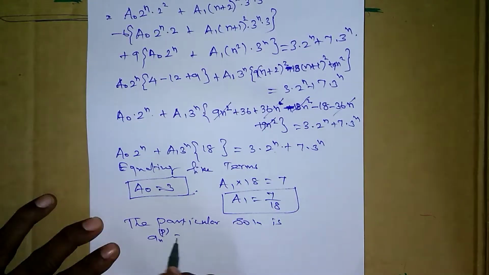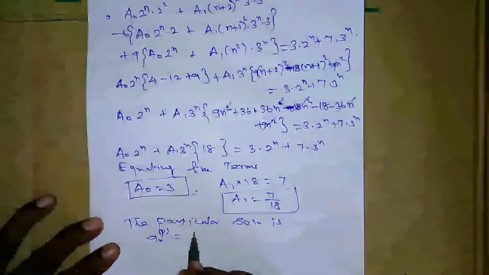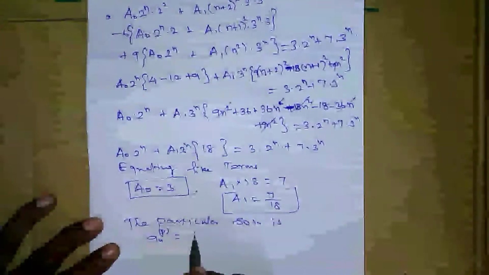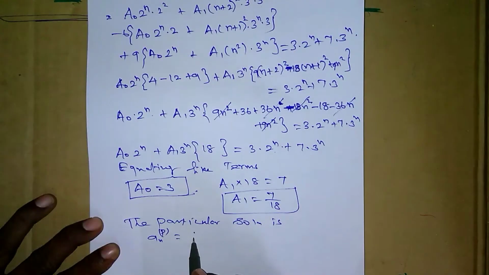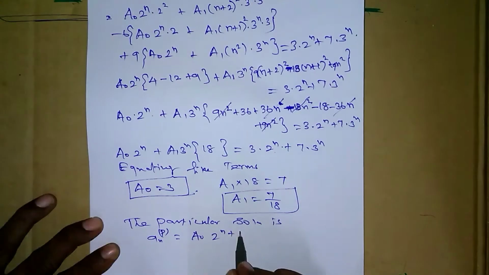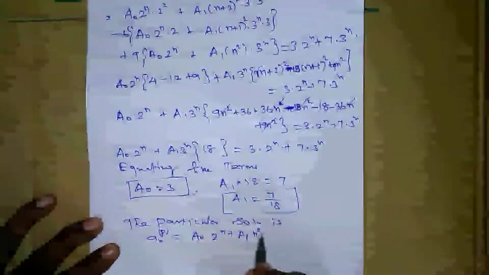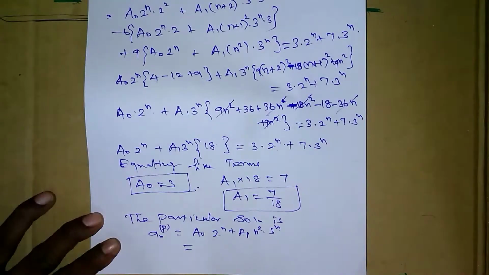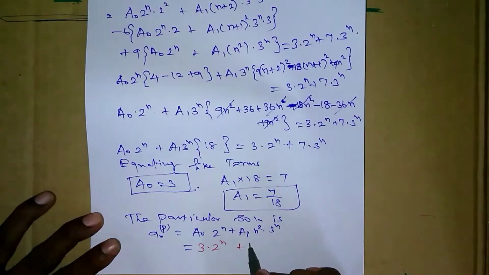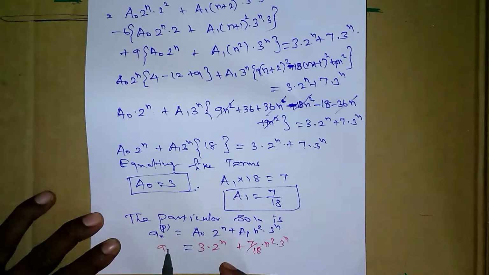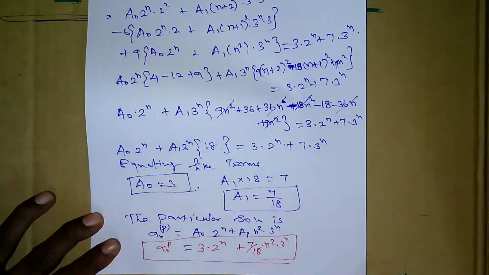a n power p is equal to, the particular solution is a0 into 2 power n plus a1 n square into 3 power n. Therefore, substituting here, we get a0 is equal to 3 into 2 power n, a1 equal to 7 by 18 n square into 3 power n. This is a n power p. This is a particular solution.